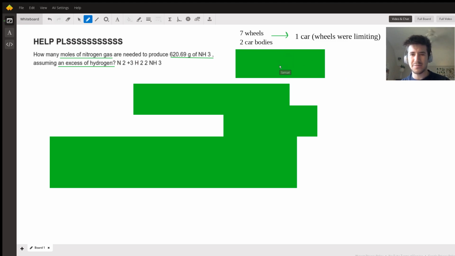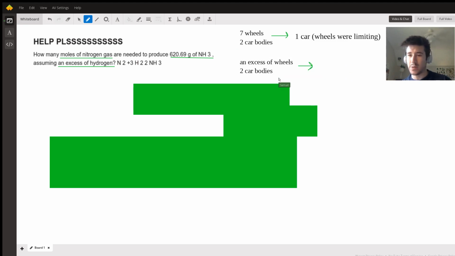And the secondary analogy would be, what if we have an excess of wheels, like 1,000,000,000,000 wheels, and we have 2 car bodies? Then in this case, we're going to be able to produce 2 cars because the quantity that was given to us would be considered our limiting. So I'll say bodies were limiting. I like to come back to this analogy because cars are much more fun than some of these chemical compounds we deal with, but I hope it makes sense.